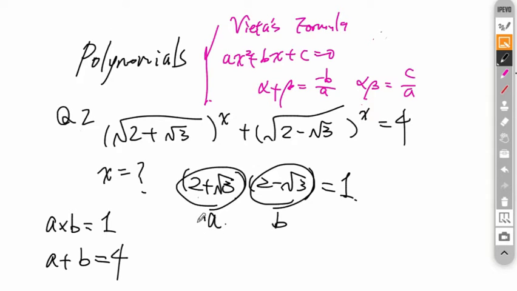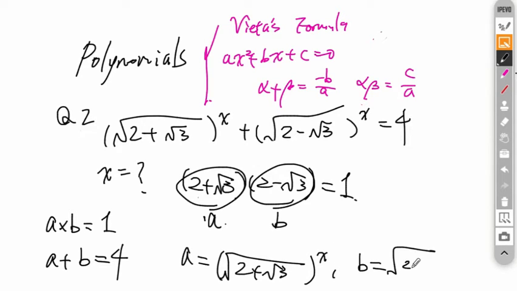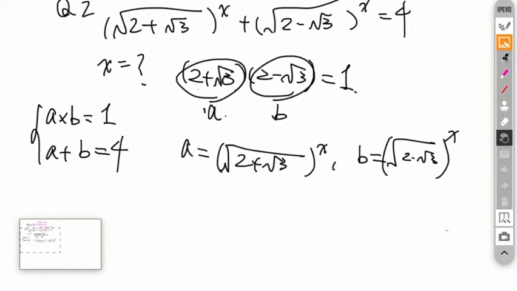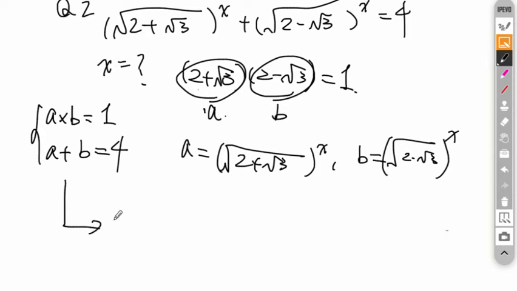So a will be equal to this, and b will be equal to this. So let's make this clear. Okay, so after these two, by Vieta's formula, we can now construct a quadratic equation using the things that we found. So the quadratic equation will look something like this: t squared minus 4t plus 1 equals 0.